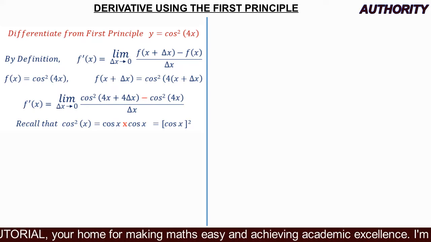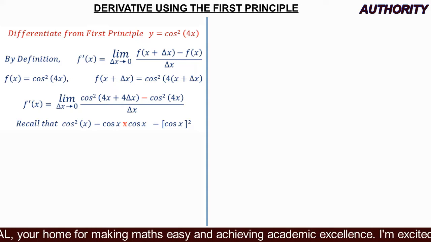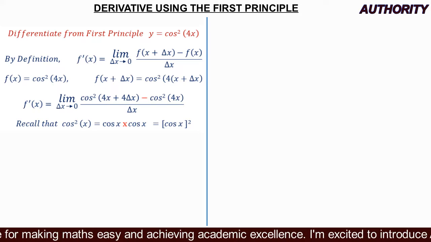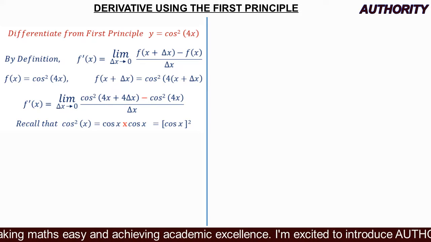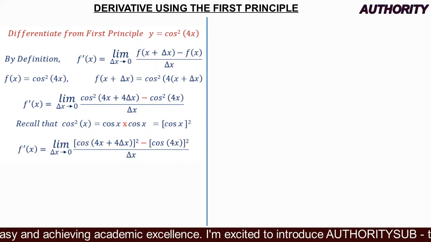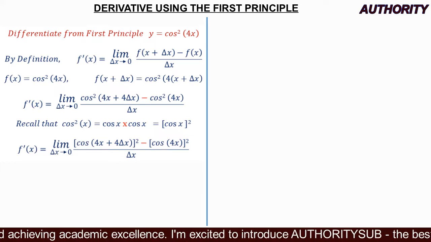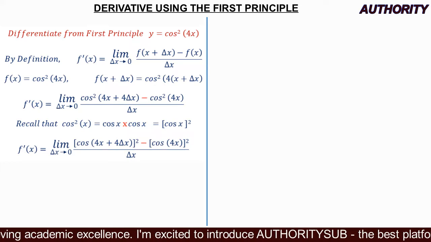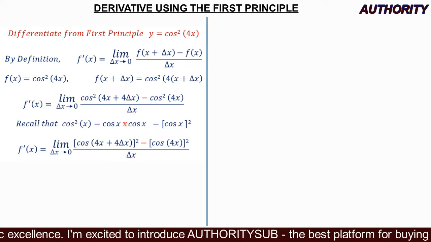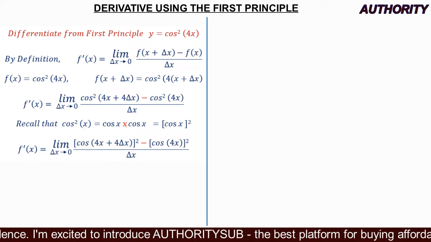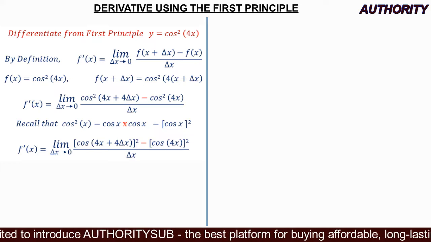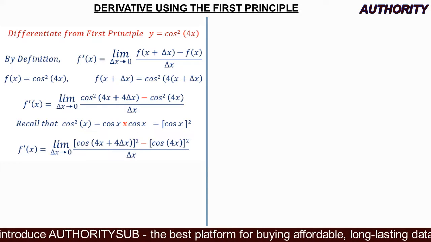So here that we are having cos squared of 4x plus 4 change in x, we are going to put everything into the bracket, raised to the power of 2. So that means we are going to have limit as change in x approaches 0, cos of 4x plus 4 change in x, all in a bracket squared, minus cos 4x, all in a bracket squared, all over change in x. Are we together? Yes. Now look at this. We call this equation 3.